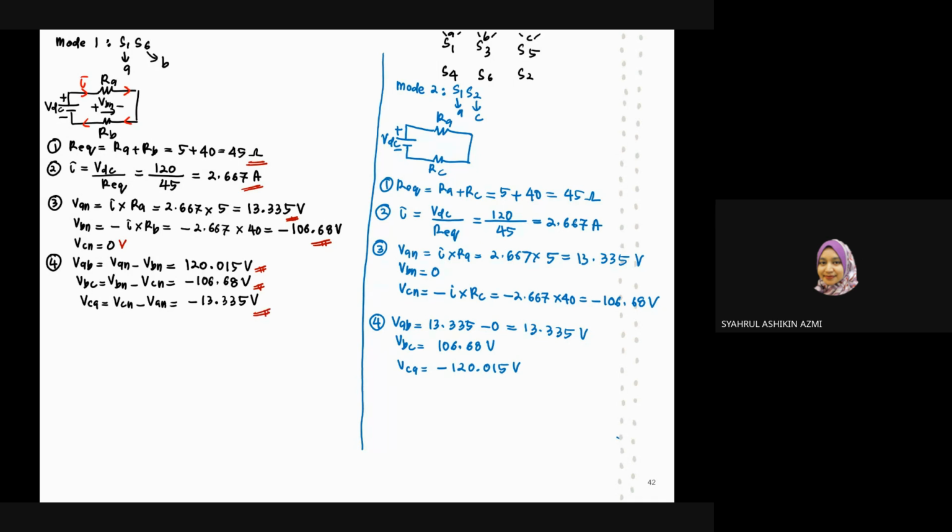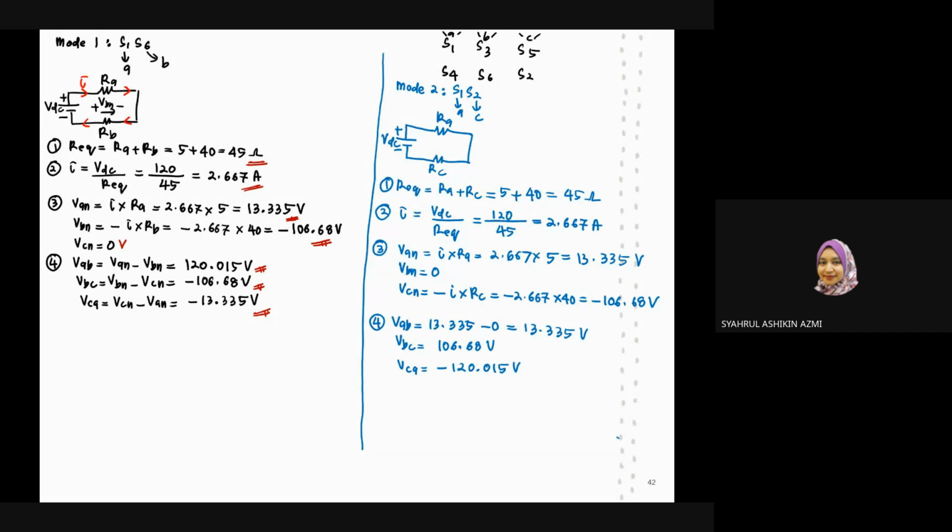Okay, and then step number 4, you need to find the line to line voltage. VAB will be equal to 120.015. VBC is negative 106.68 volt, and your VCA will be equal to negative 13.335. Okay, I want all of you to give it a try. Make sure you try without looking at this working step. Try to do it by yourself. Once you are confident, once you finish that, you can always check with this answer so that you will have some confidence in answering this question.